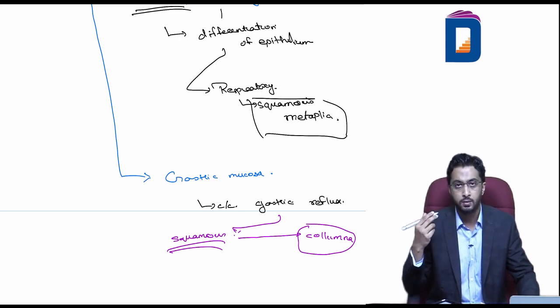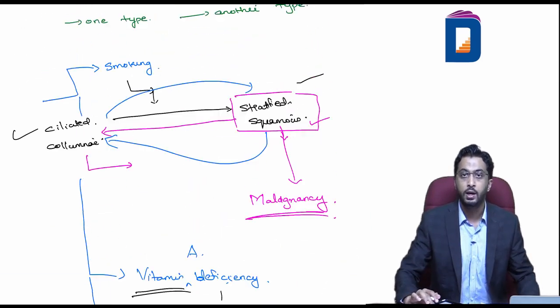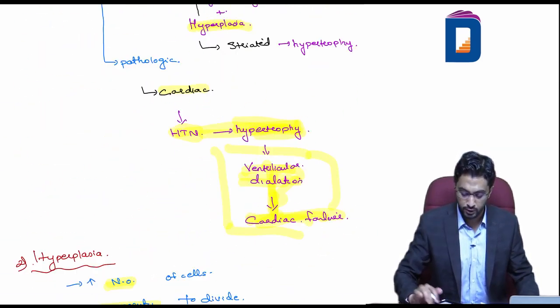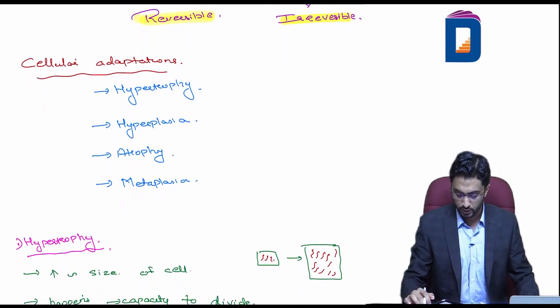Even the pH and different hormones out there, everything. So we need much more squamous epithelium, but in this case it gets converted to a columnar epithelium. So this is all about cellular adaptations. I'll just quickly review them. We have studied what normal cellular adaptations are and how it leads to cell injury.